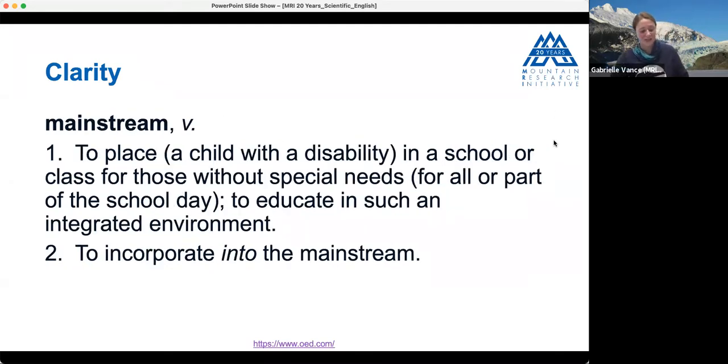Another example of this that I've seen recently is mainstream as a verb. And again, I think the authors intended it in the second, so the less common definition here, in the sense of to incorporate into the mainstream. But again, and I am definitely biased because I'm from the US, but for an American English speaker like myself, the first thing I think about when I read mainstreaming is this first definition of integrating classrooms in a school. And I think in these instances I've seen recently, that is not what the authors had in mind.